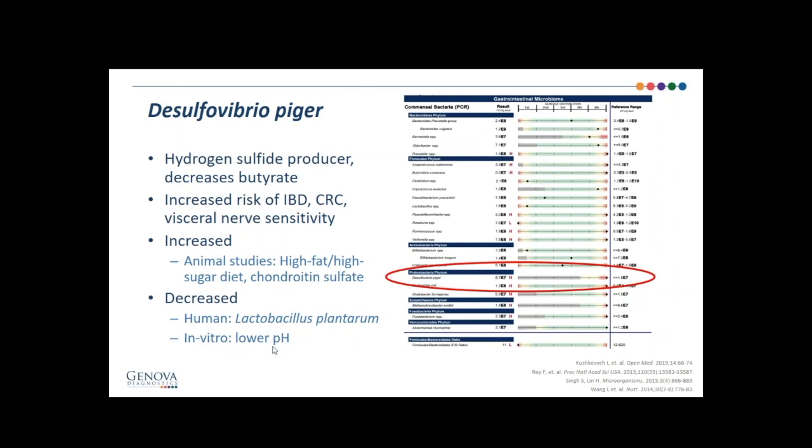Also, in vitro studies showed that a lower pH was associated with decreased levels of D. piger. And so remember, a lower pH can be created by increasing those beneficial short-chain fatty acids. And some clinicians have mentioned using bismuth or zinc acetate to address this. Those things can bind to hydrogen sulfide gas, but I couldn't find any human studies on this.